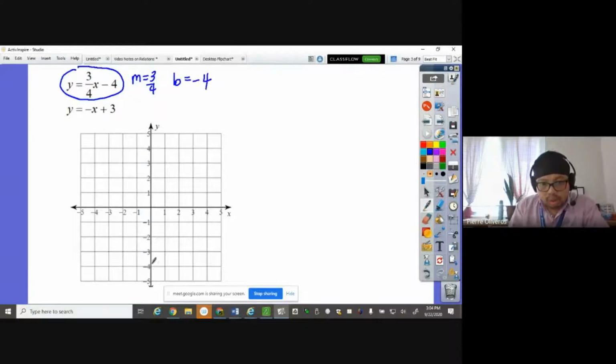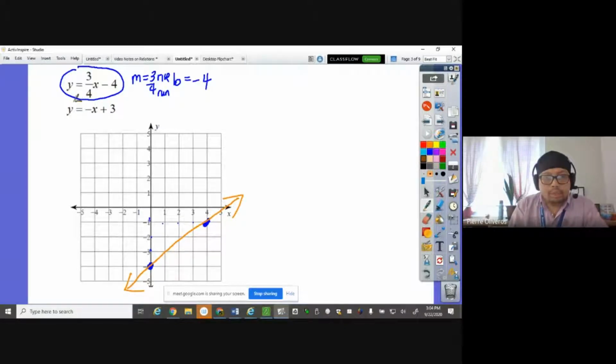So I'm going to start at negative 4, that's the y-intercept. Since the slope is 3/4, this is the rise and this is the run. That means I'm going to go up by 3: 1, 2, 3, over 4: 1, 2, 3, 4. So I will connect these two orange points.